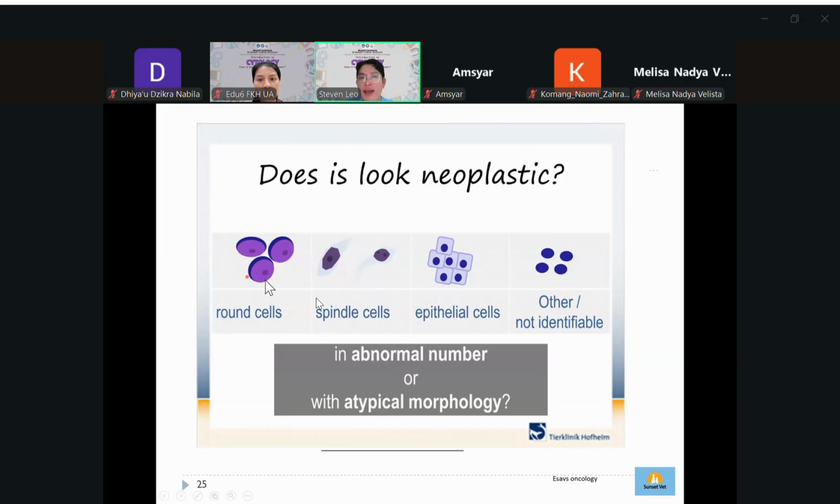And the round cell, you're going to see it's typically a round cell. They don't like to attach to each other. You're going to see this is one cell, this is the cytoplasm, and then the border is very clear between one cell and the other cell. So that's the thing that you need to remember.